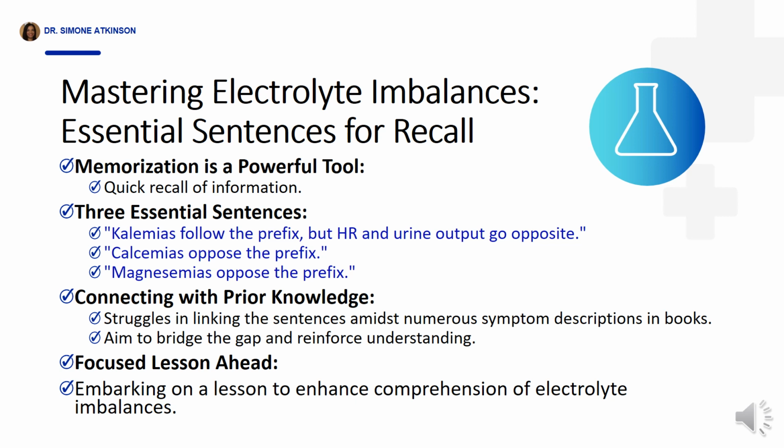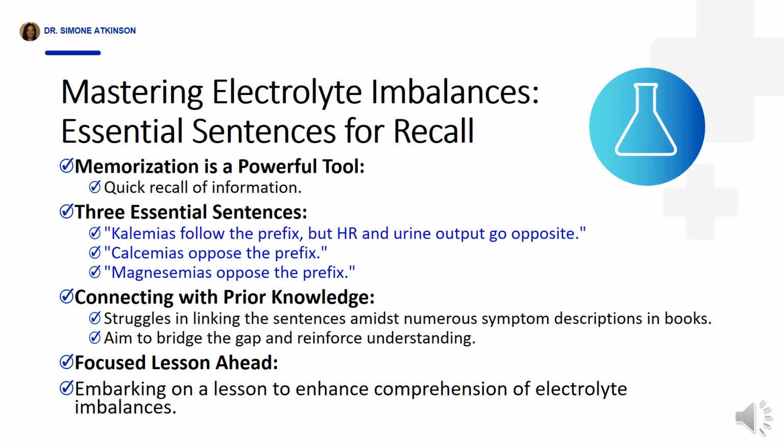So you may have heard of these 3 sentences that capture the essences of electrolyte imbalances that are used as valuable memory aids. The first is kalemias follow the prefix, but heart rate and urine output go opposite. Calcemias oppose the prefix and magnesiemias oppose the prefix.